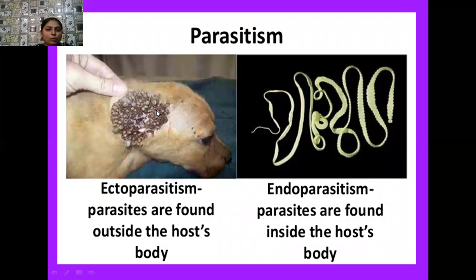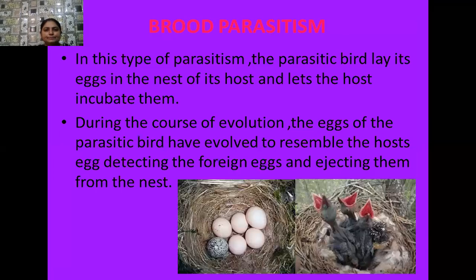So here I have shown you two pictures. One is the example of ectoparasitism, where parasites are found outside the body of the host organism. Here so many ticks are attached to the dog. And next is endoparasitism. Here I have shown you liver fluke, and this liver fluke enters into the host body and starts living in a particular organ.